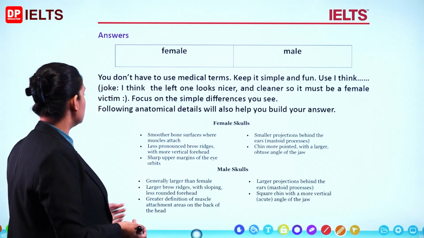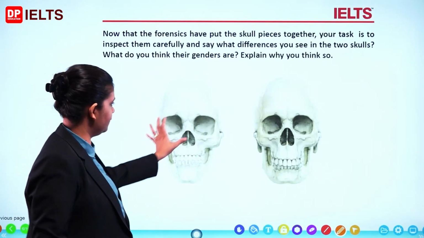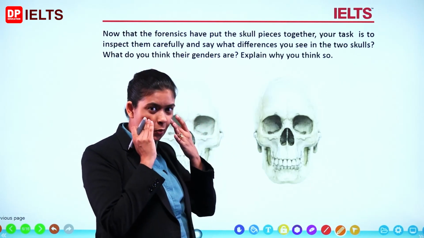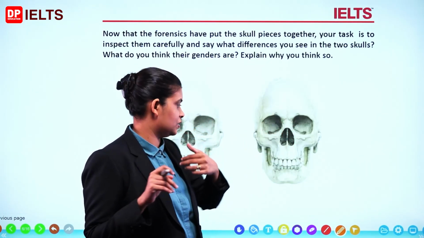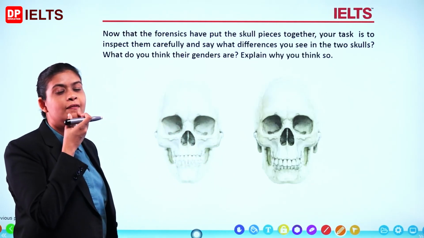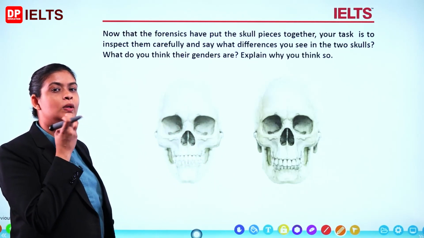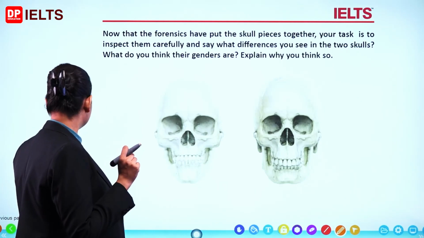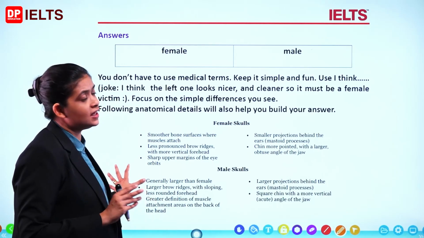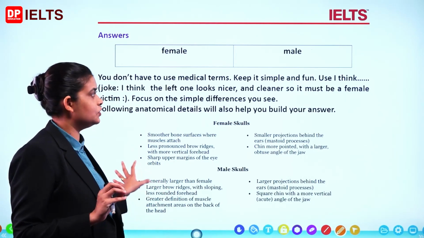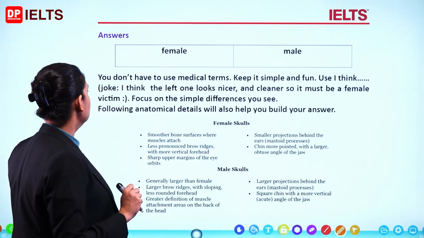Let me discuss. So the one on this side is female with the bigger cheekbones. The one on this side is male with the bigger nose, right? We usually, females have like a little longer chin, right? Now, we are not going to use any medical terms, right? I'm just going to keep it very simple.